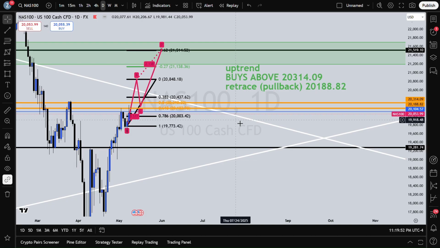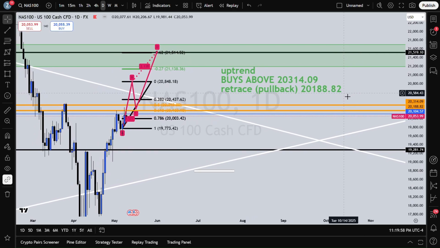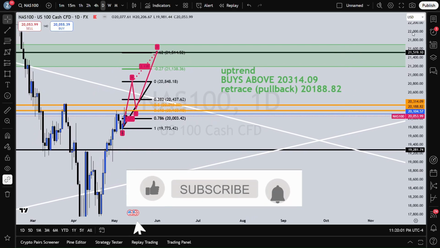And the very last thing, please be sure to be on the lookout for news. Always take news into consideration when you're doing your weekly analysis. So we have both of our pairs here in an uptrend.